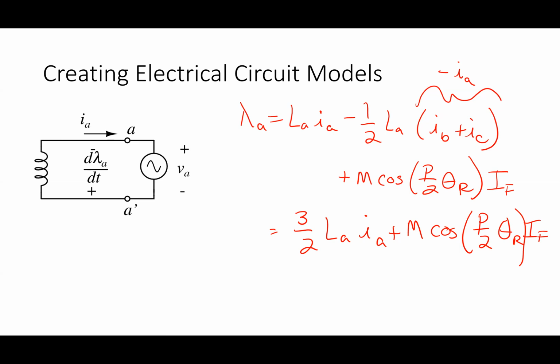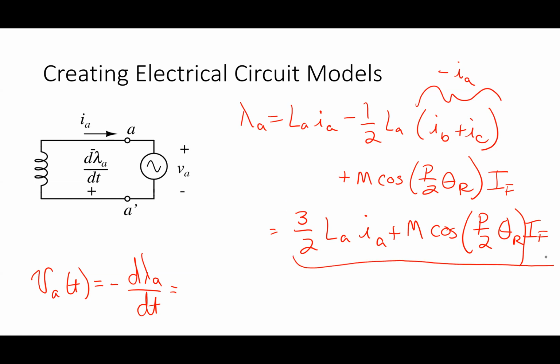Okay. So in this case, I want to jump this into a phasor relationship in a second, but I want to say that VA of t is equal to negative d lambda A by dt, which would be what? How do I write that for this? Just do the whole expression. So I take the derivative of this whole expression here. What do I do to the first term? Does LA change as a function of time? No.